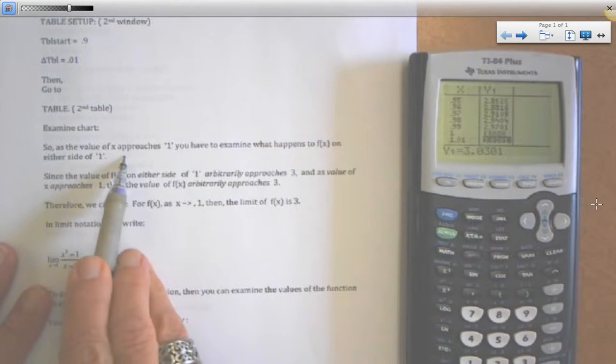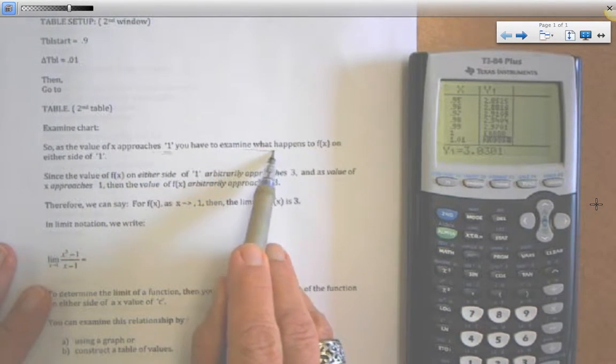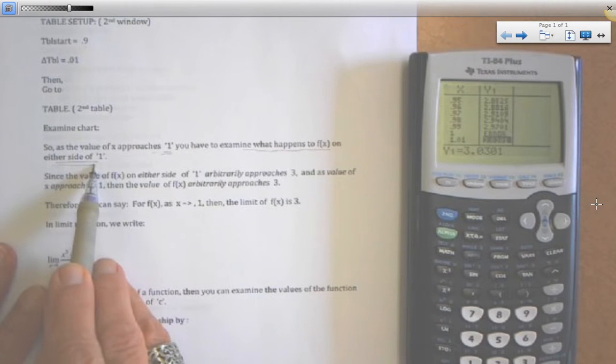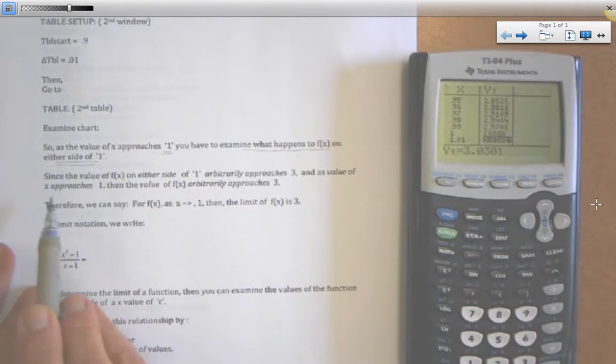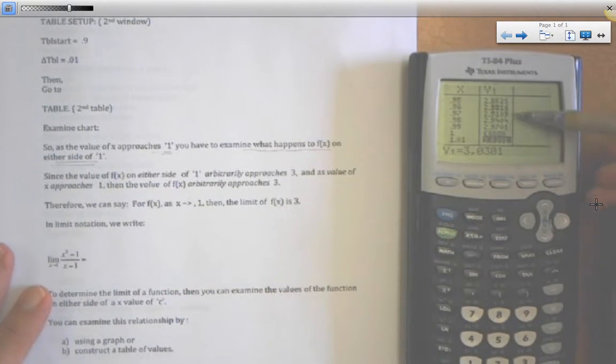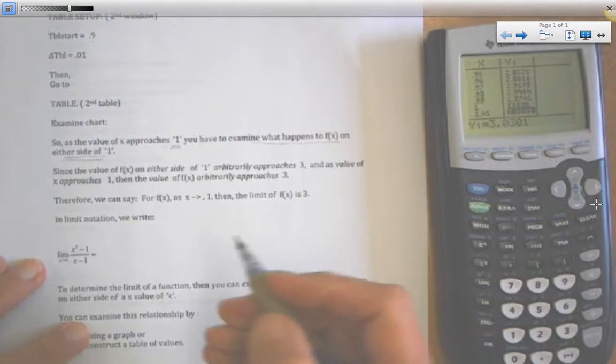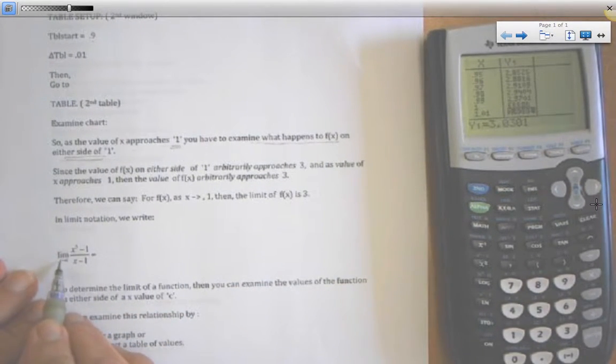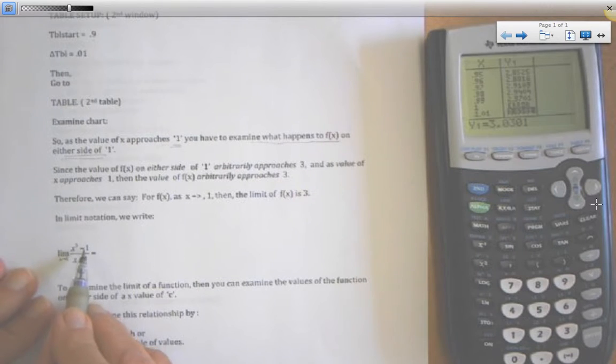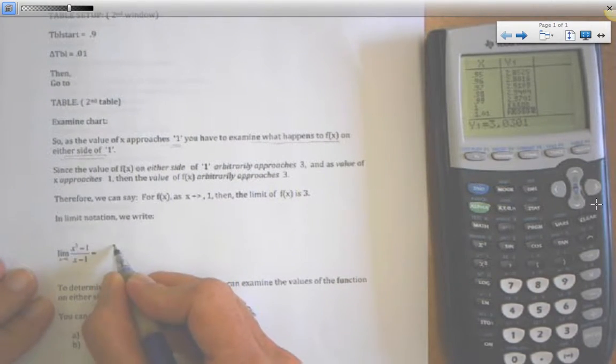So as the value of x approaches 1, you have to examine what happens to f of x on either side. All right. So notice on either side of 1, getting closer and closer to 1, our y values are approaching 3. So we write the limit as x approaches 1 of x cubed minus 1 over x minus 1 is equal to 3.